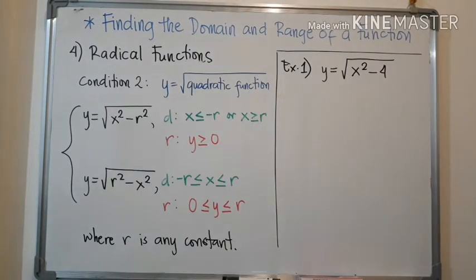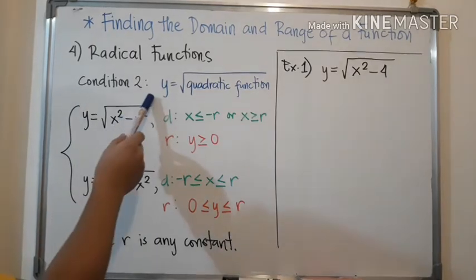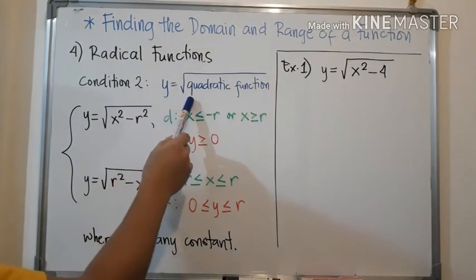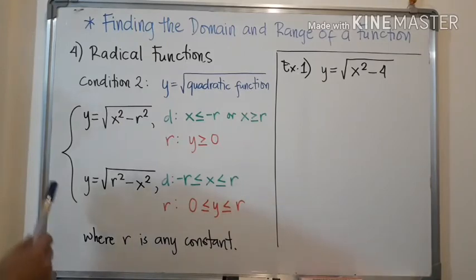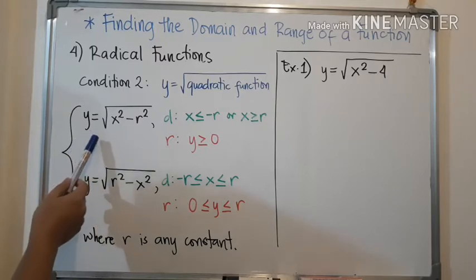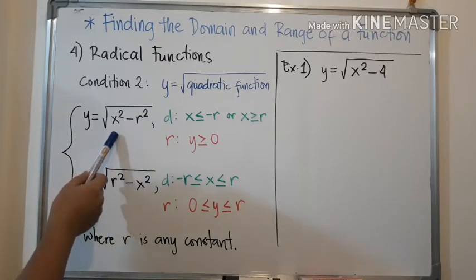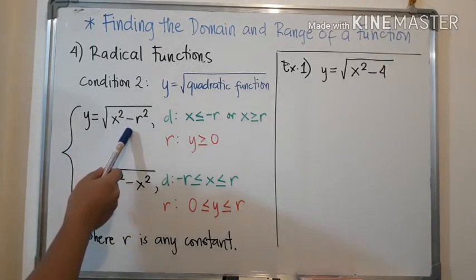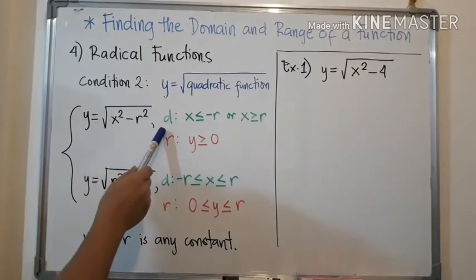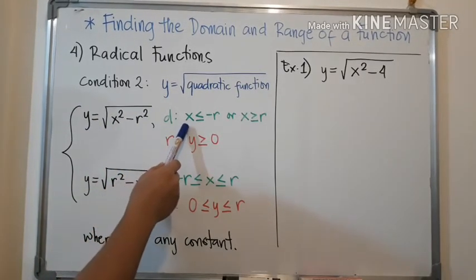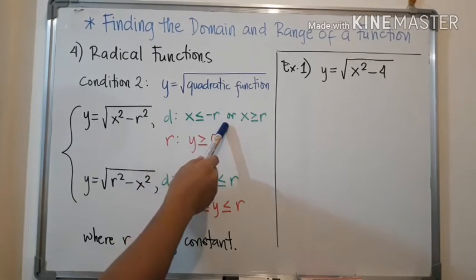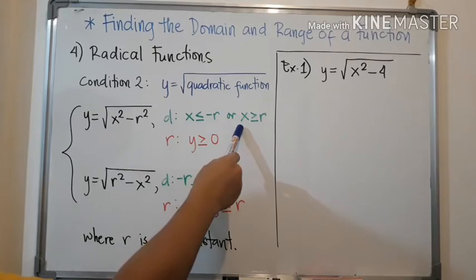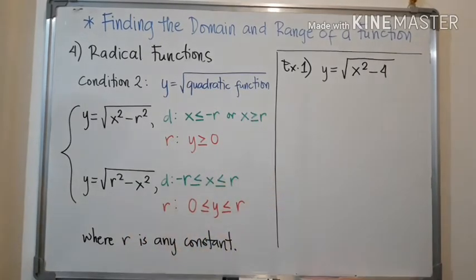Let's have condition number 2. Y is equal to the square root of any quadratic function. We have two cases under condition number 2. Y is equal to the square root of x squared minus r squared. If this is the case, then the domain is the set of all x less than or equal to negative r, or x is greater than or equal to r.